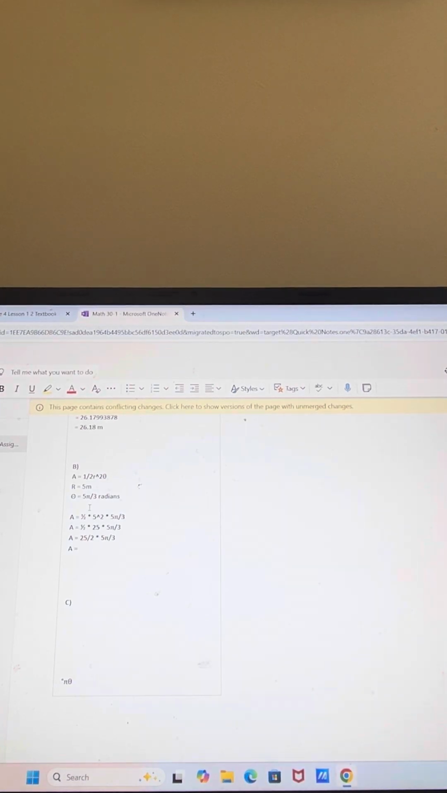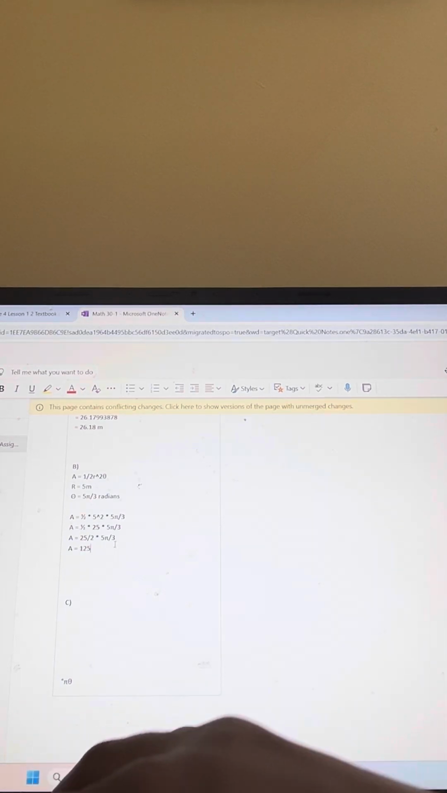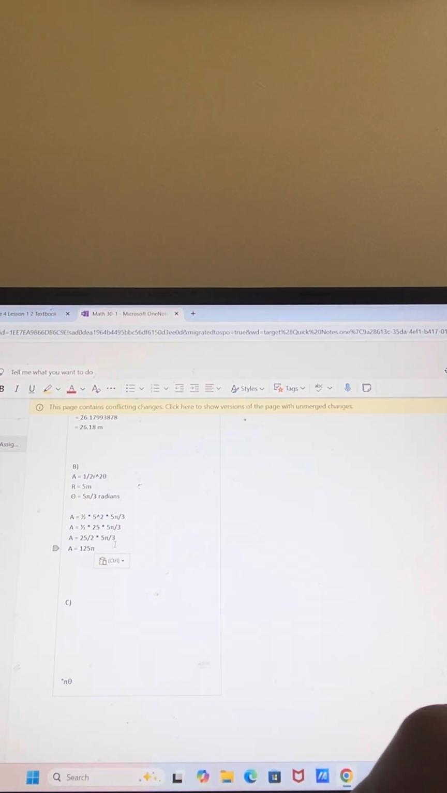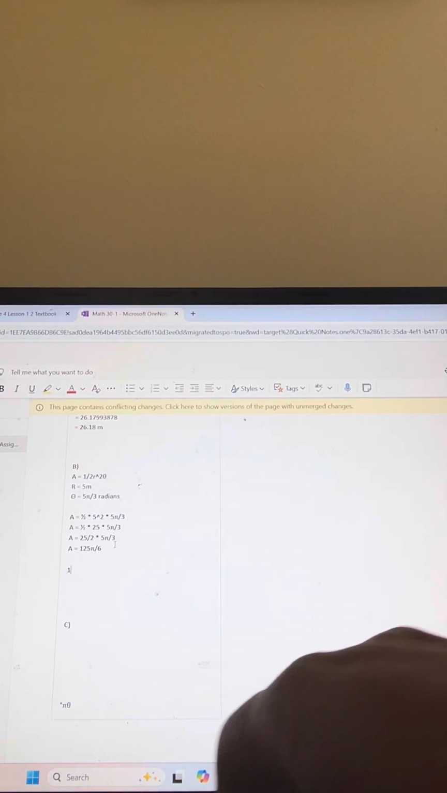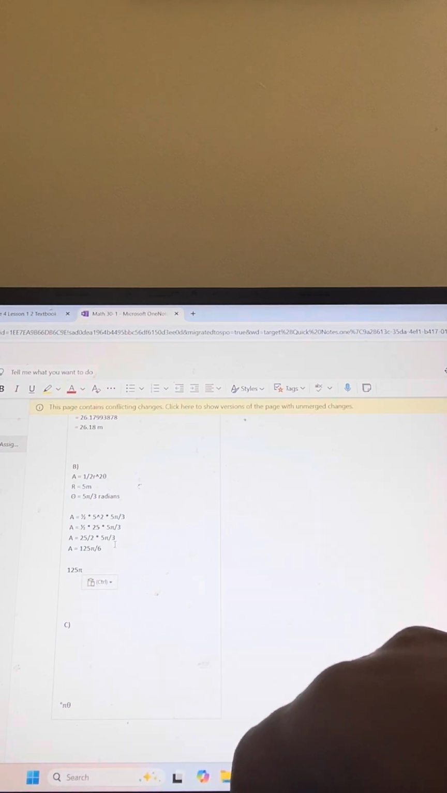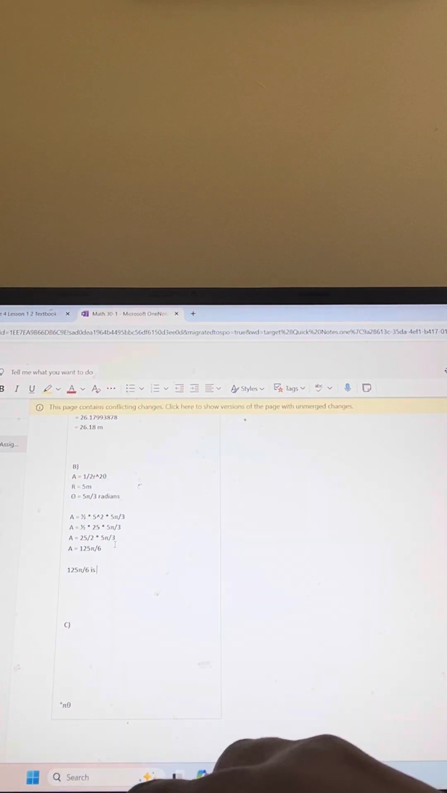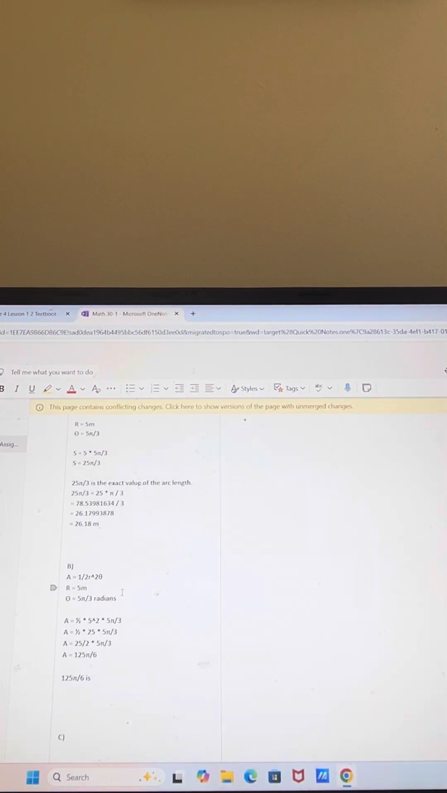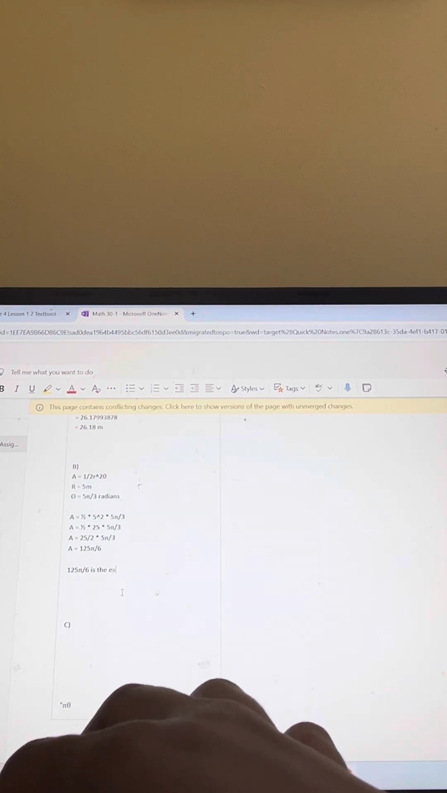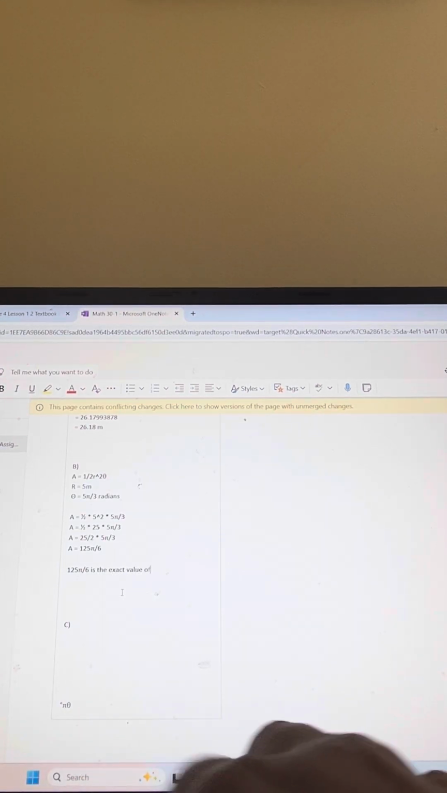So now we could just multiply across. 25 times 5 is going to give us 125 pi, and 2 times 3 is 6. So 125 pi over 6 is the exact value. It's the exact value of the area.